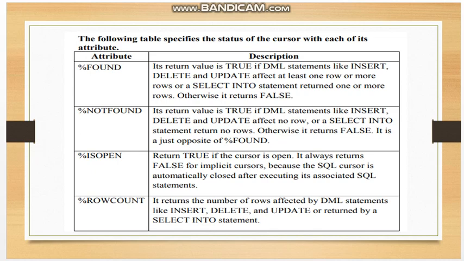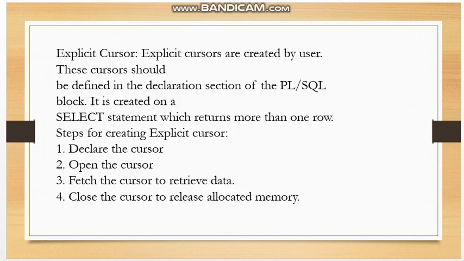The last attribute with the implicit cursor is %rowcount. It returns the number of rows affected by a DML statement like insert, delete, update, or returned by the select into statement. If we use these attributes with an explicit cursor, they return the actual result. But if you try to use them with an implicit cursor, they are not available to us, because these cursors are created, maintained and then vanish by the system itself.